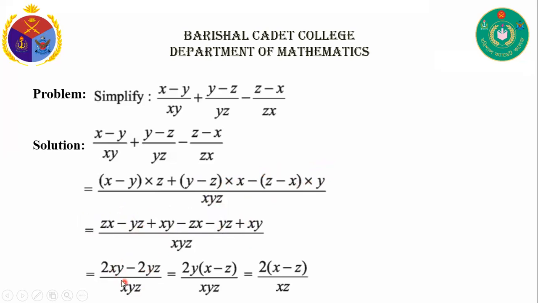And boys, again we have to simplify. We take 2y common from these two terms, then we get 2y into (x minus z) divided by xyz. y and y will be cancelled, and we have got the lowest form of this fraction, that is 2 into (x minus z) by xz. So boys, listen, the number of fractions is not important. We first have to know the formula. Then we can easily solve simplifying problems.